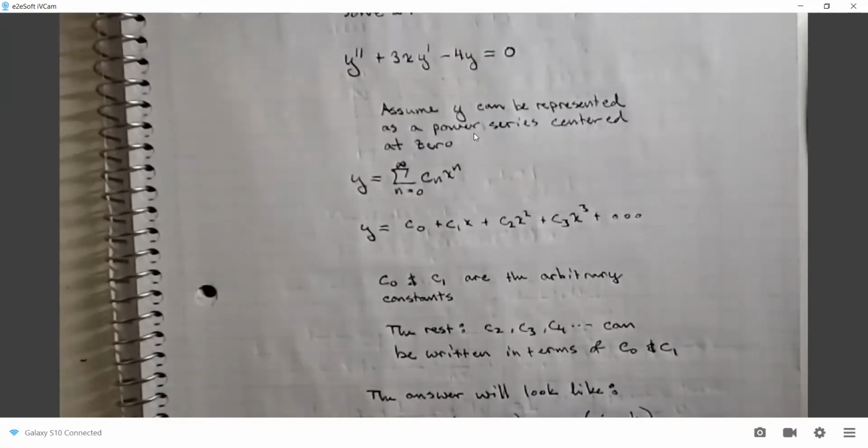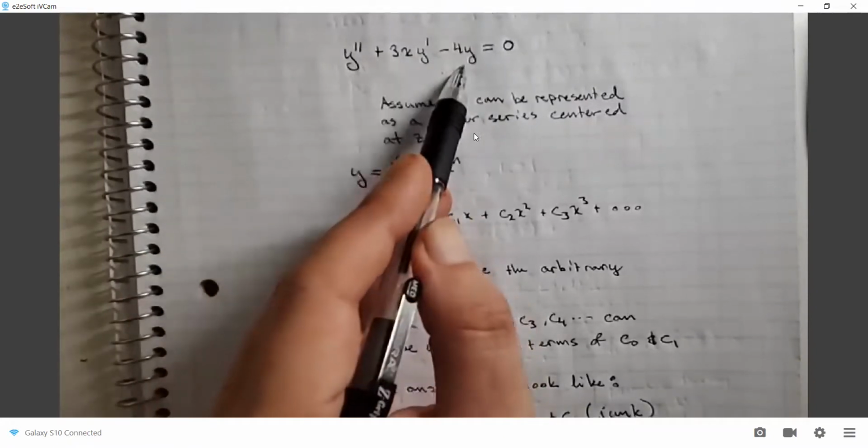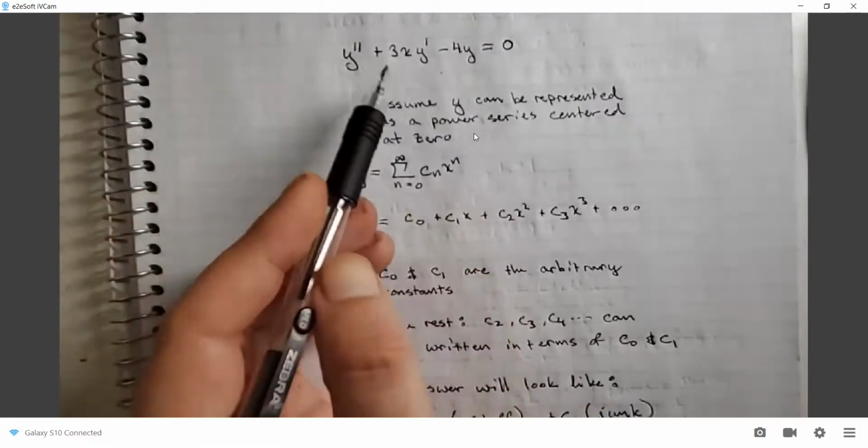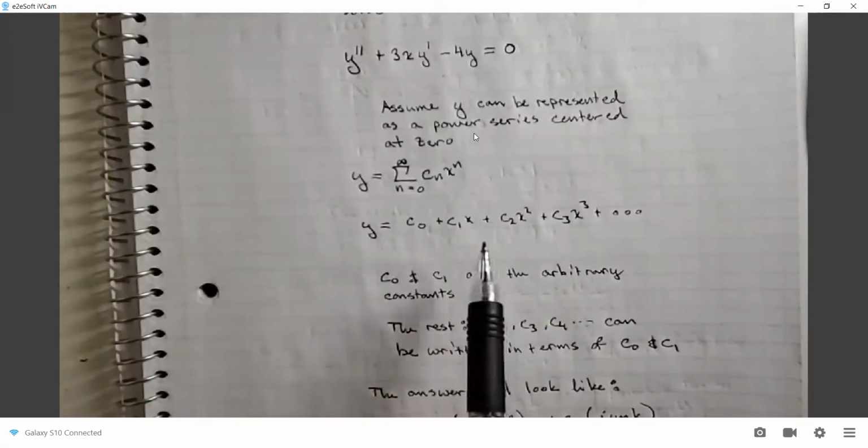All we're doing is saying, whatever function y or functions y solve this differential equation, we're just going to assume we can write it like this, and then hopefully we can use the differential equation to relate all of the c's together. And as we'll see, we can do that pretty straightforwardly.